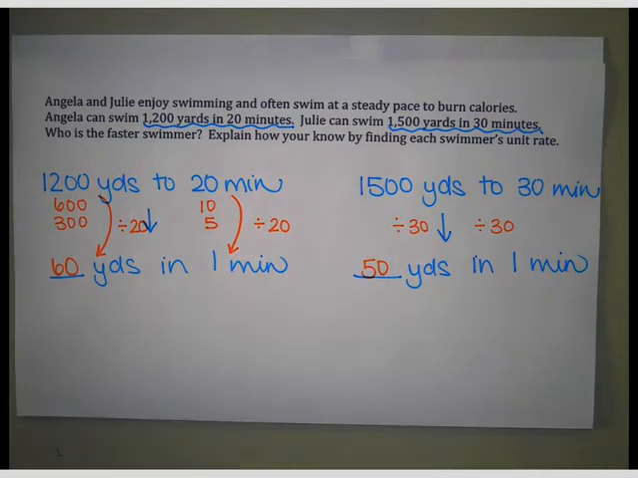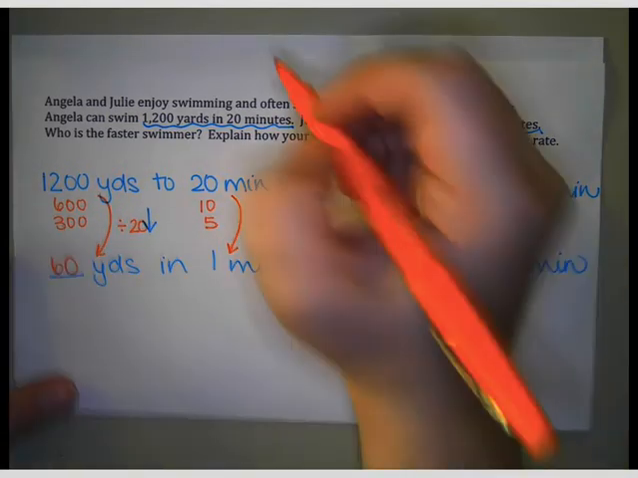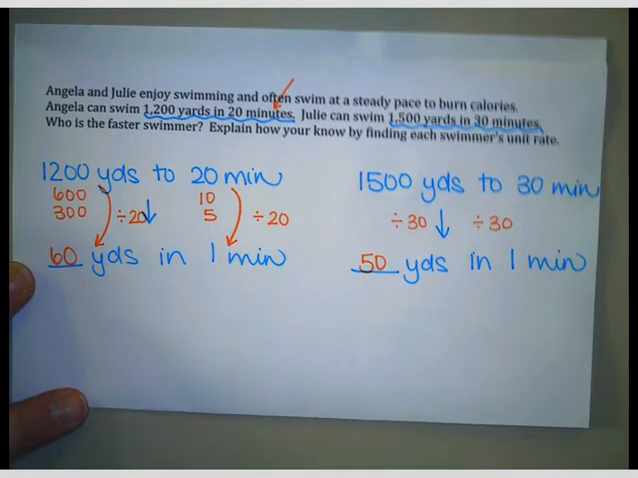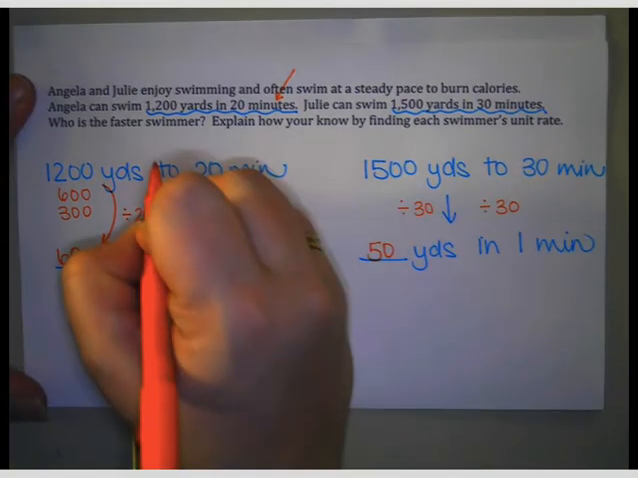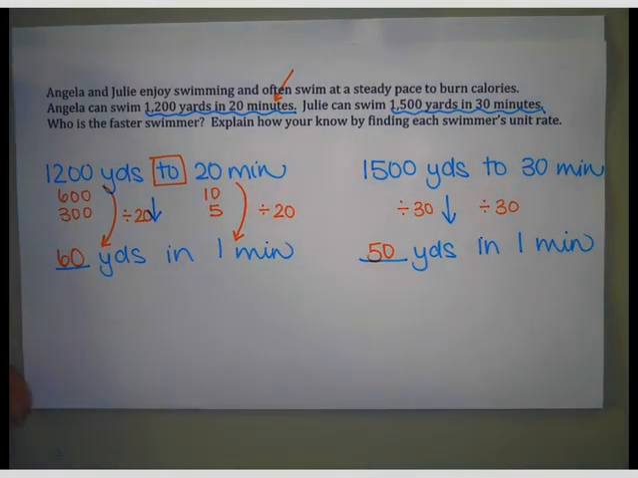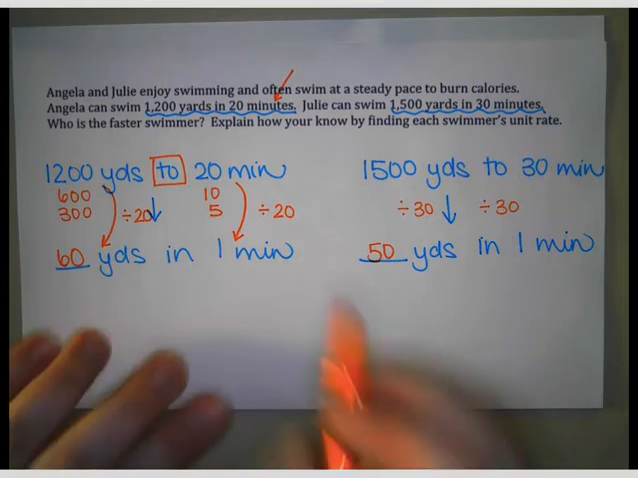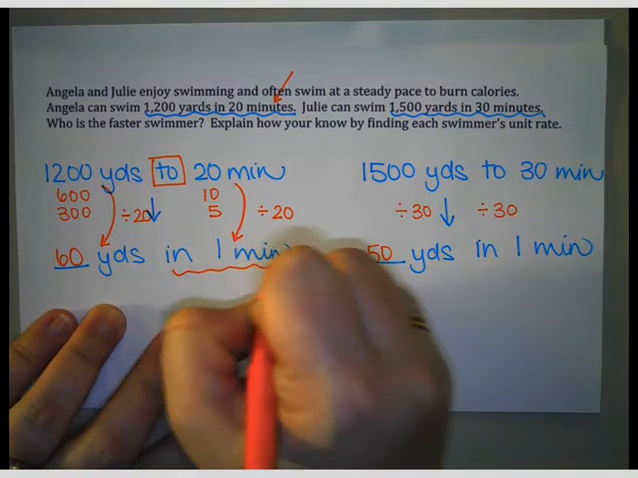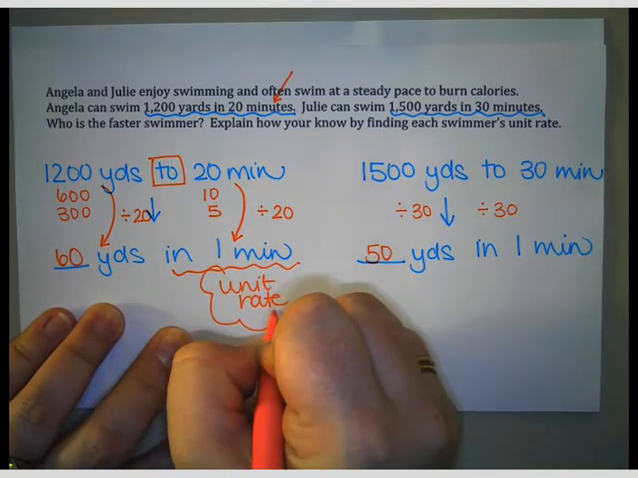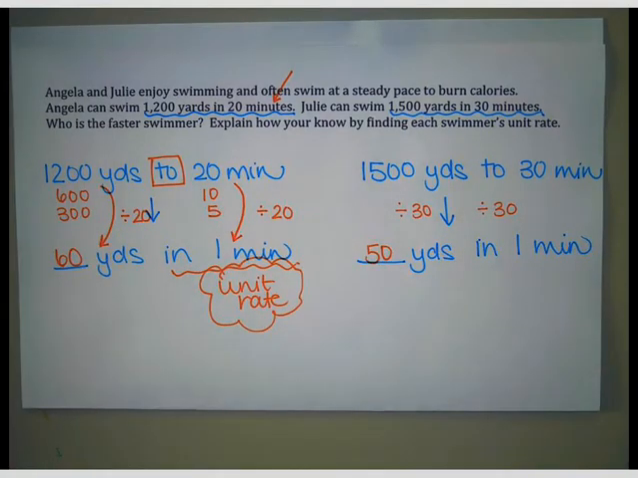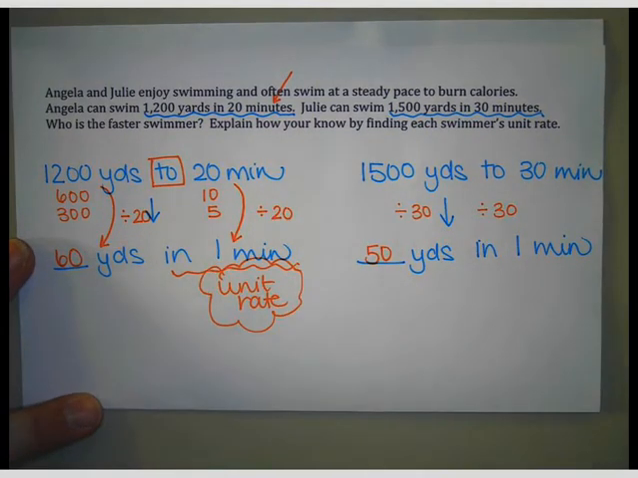Let me remind you of our important vocabulary words. This up here is the rate. It tells the speed at which they're swimming by giving a distance in an amount of time. When I switched it to be the word to, that is the ratio. That's what we've been studying for this whole past unit. But then when I switched it to be in 1 minute, that's taking me to the very important unit rate, because unit rate is always per 1. So I have per 1 minute.